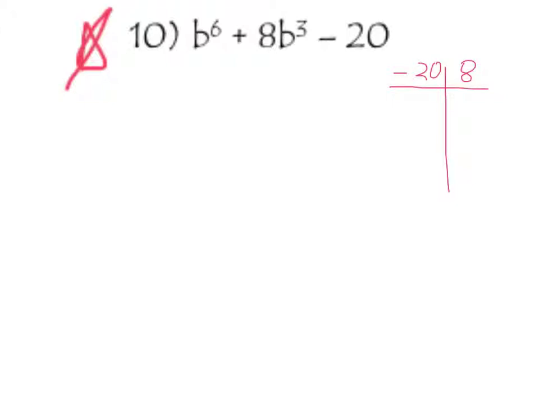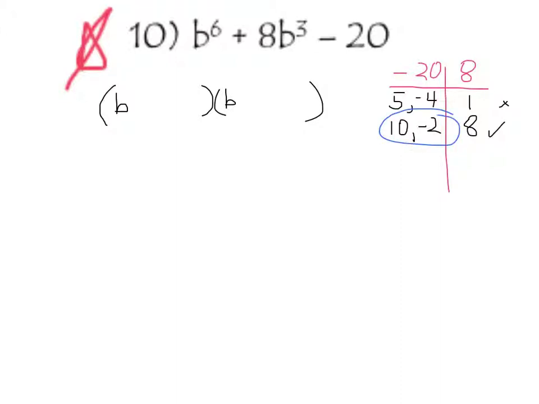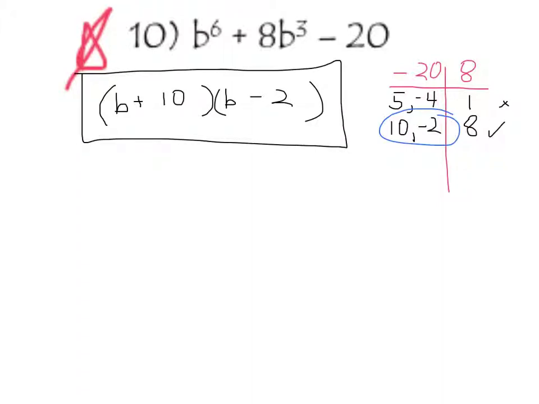Now say we started with 5 and negative 4. That multiplies to negative 20, but it adds to negative 1, so that won't work. So let's try 10 and negative 2. Well, that multiplies to negative 20 and adds to 8, so that'll work. So then we write our two sets of parentheses with the b variable first, and then we just fill in with these numbers. So we write plus 10 and minus 2, and then you can check that with FOIL.